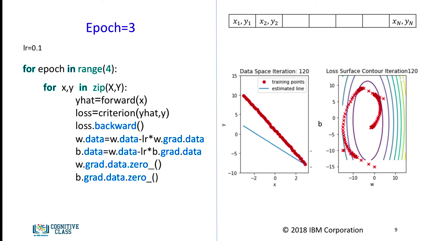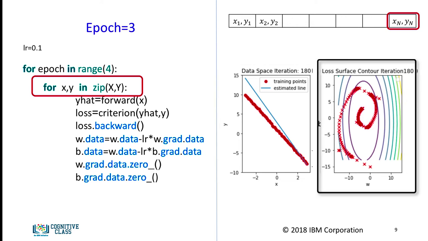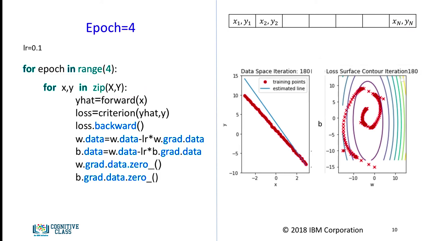We repeat this process for the third epoch. We run through the first nested loop, using all the data. The line in the data space gets extremely close to the sample points, and the parameters are approaching the minimum of the total loss or cost surface.